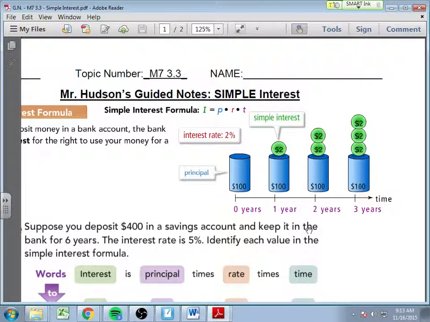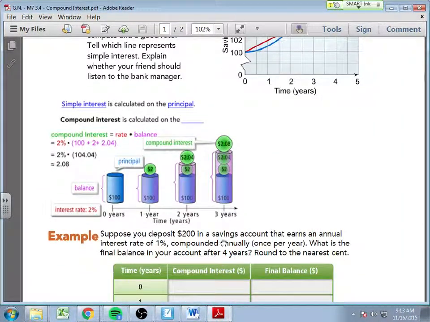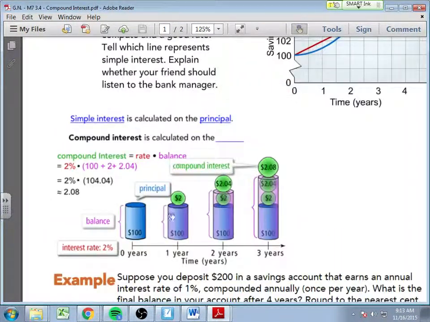So, remember this from last week. If you have your last week's notes, it should be quick to reference. Every year, we made $2, so every year it went up by the same amount. Now, the first year I made $2, but the second year I made $2.04 because this interest was based off $102.